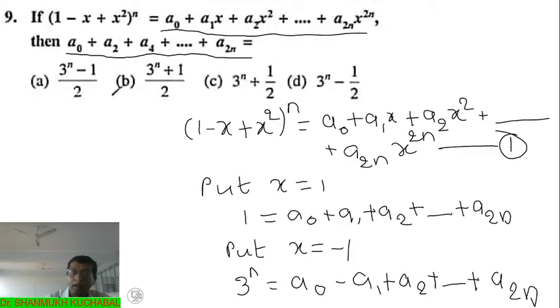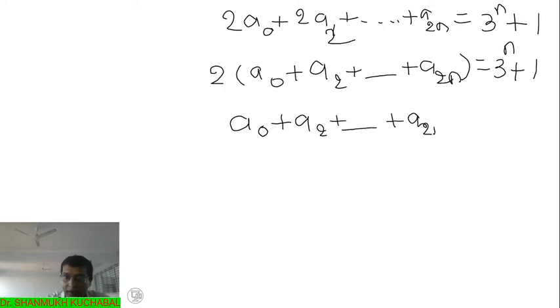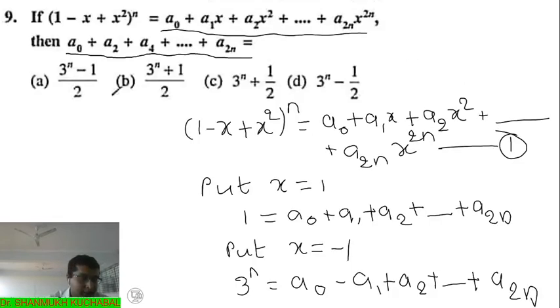Now we need to write the solution for a0 plus a2 plus a4. So 2 will be transposed to the RHS. So we get a0 plus a2 plus so on, up to a2n, equal to (3 raised to n plus 1) divided by 2. Therefore, we check the right answer. It is (3 raised to n plus 1) divided by 2. Therefore, option B is the right answer.